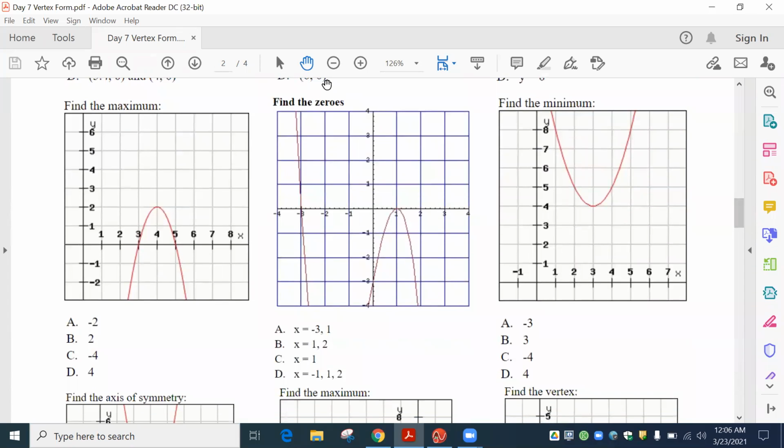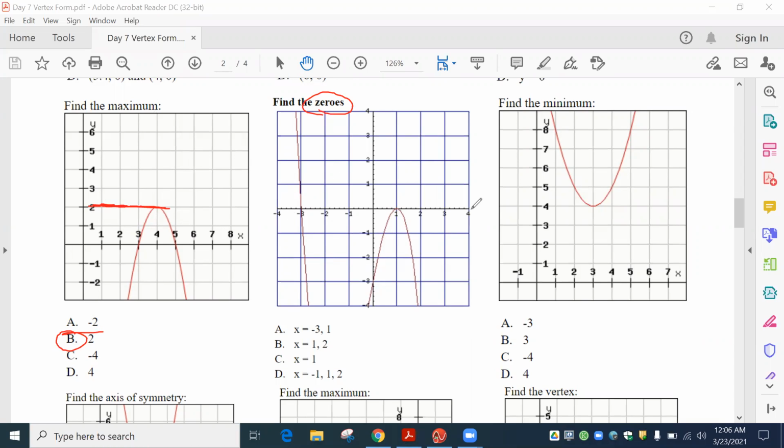Maximum. A lot of people have been confusing this. Maximum is like how tall something is. So how tall is this? You measure how tall it is by going to the y-axis. So the maximum is the y-coordinate right there, which is 2.